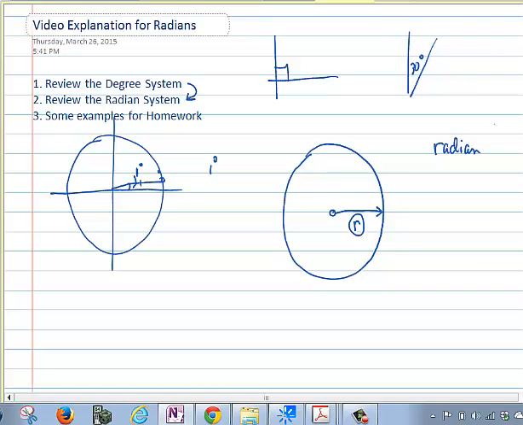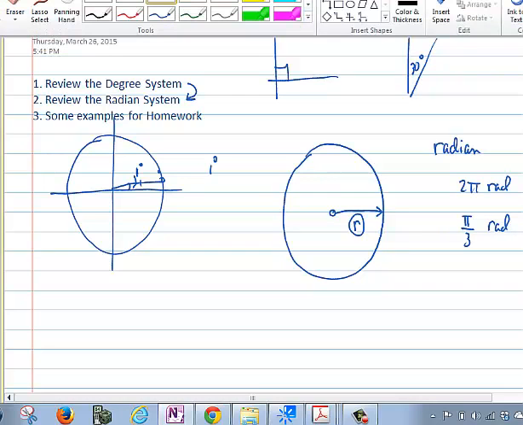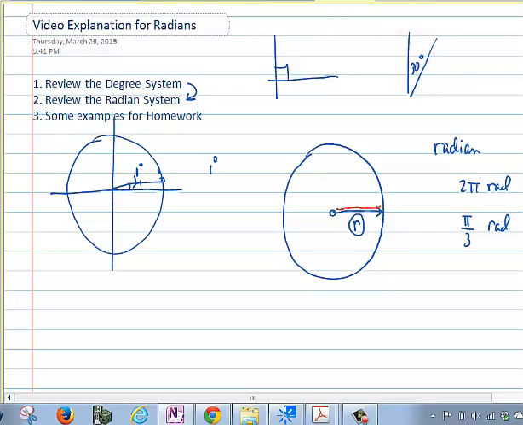Now, in most units, when you see radians, you see things like 2 pi radians, or pi over 3 radians. But what a radian really is, and I'm going to mark it up on the circle here, is how far this radius would make it around the circle.